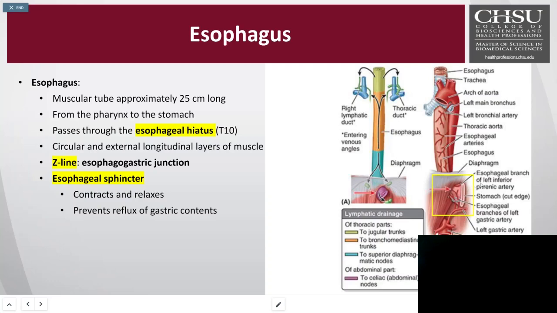And then there's quite a few blood vessels involved, which I'll list out in a second. But this opening right here, as it connects into your stomach, is called the Z-line. The esophageal-gastric juncture is called the Z-line. So Z-line in muscle is the border for the actin and myosin, right? Remember the sarcomere, but this Z-line is the demarcation between the esophagus and the stomach.